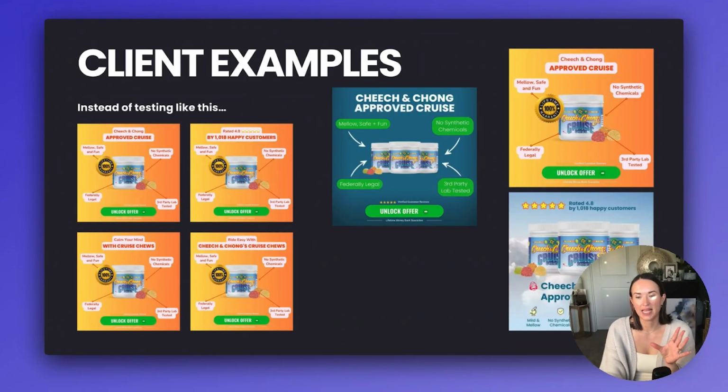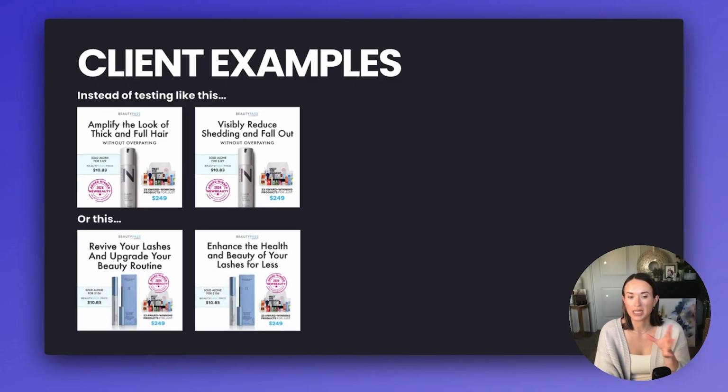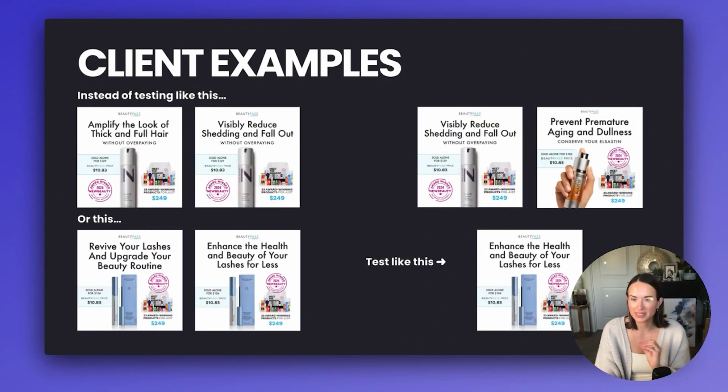Instead of testing like this, the one on the left, which is literally the exact same with the exception of different headlines, I would test these three images on the right, which are wildly different designs, but still the same headline, Cheech and Chong approved cruise. And then instead of testing like this, where again the only change is the headline, or like this, another example of literally just the headline changing, I would test like this.